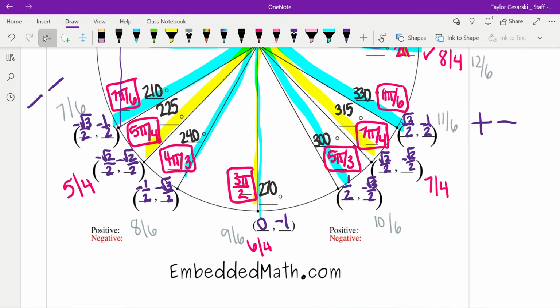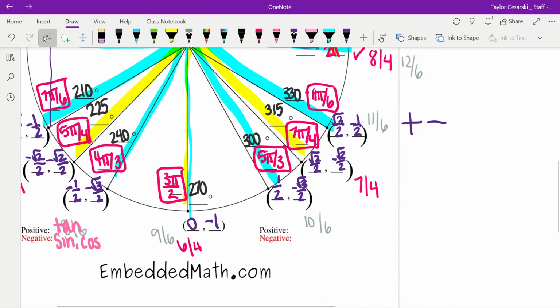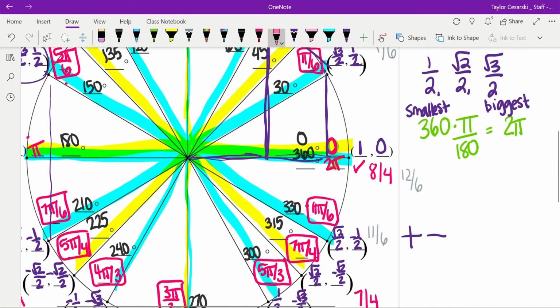All right, two more. In quadrant 3 it's going to be two negatives, so sine and cosine are both going to be negative. And then if I divide two negative numbers, that gives me a positive, which is tangent. And lastly, in quadrant 4, cosine will be positive because that's my x. Sine will be negative because that's my y. And then tangent will also be negative. And that's your unit circle.